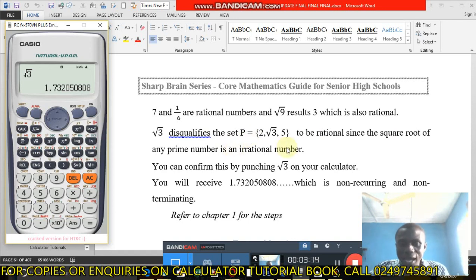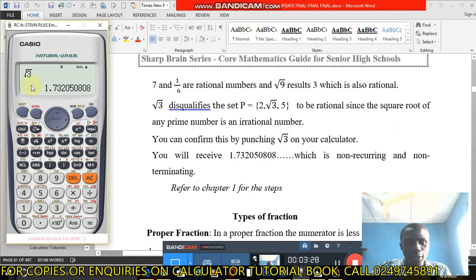For every past question, it explains why the answer is this. It gives an explanatory note about why the answer is a particular option. So root 3 disqualifies the set P from being rational, since the square root of any prime number is an irrational number. When you confirm on the calculator, you punch it and you get 1.732048. In fact, it continues, which is non-recurring and non-what?